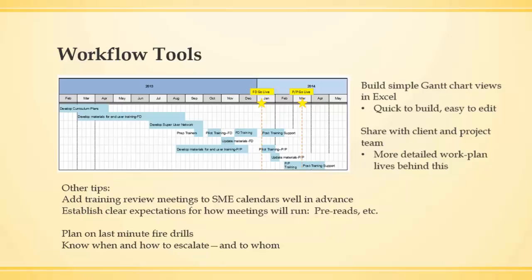When do I want to pilot the training? When do I need to have materials done? When do I need to have the strategy done, et cetera? And frankly, I just block it out in a Gantt chart view in Excel. They're easy to read, they're easy to edit, people can understand them, and you can share it with the client, with the project team. You can build out your detailed work plan that lives behind this, but don't go too bananas with building out complicated workflow tools.